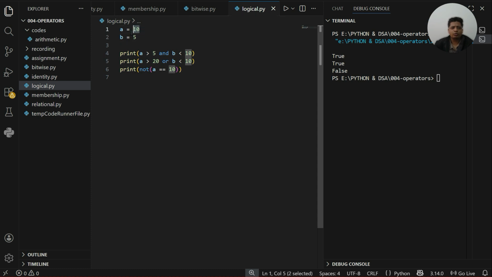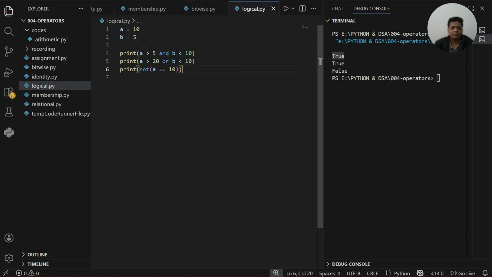So here A is equal to 10 and B is equal to 5. Print A is greater than 5 and B is less than 10. A is 10 and B is 5. Is 10 greater than 5? This is true. And is B less than 10? Means 5 is less than 10. This is also true. So true and true. What will we get? True and true will be true.